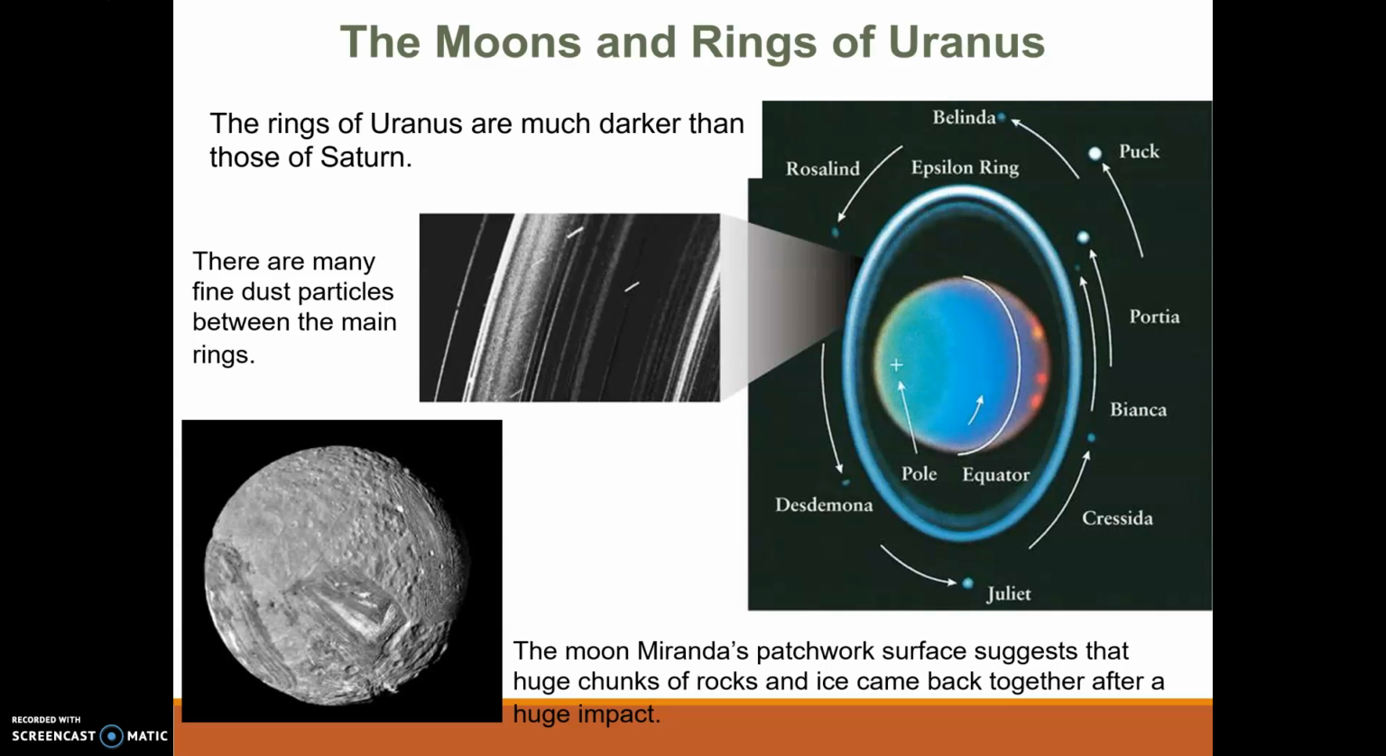Talking about some moons here, the moons of Uranus. These rings are much darker, and we have fine dust particles between the rings. The moon Miranda is one of Uranus's moons. Its patchy surface suggests that huge chunks of rock and ice came back together after a huge impact. So we can see that moon around here.